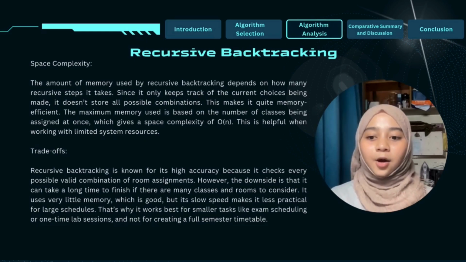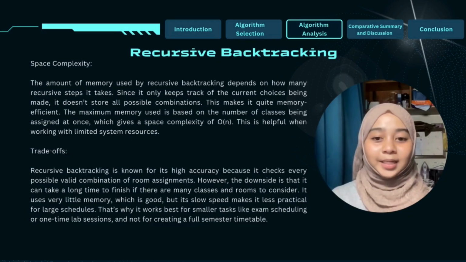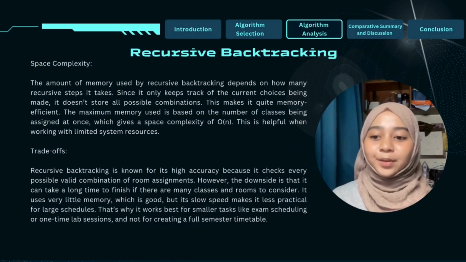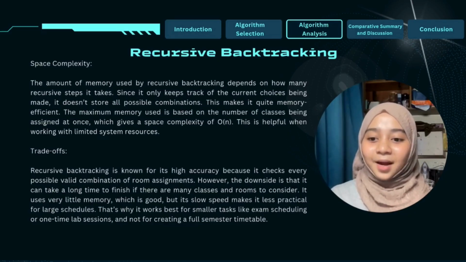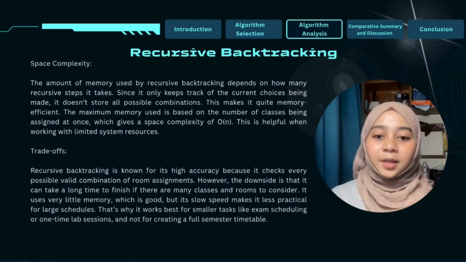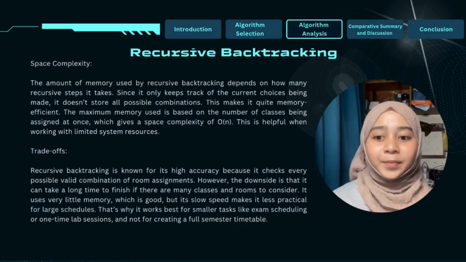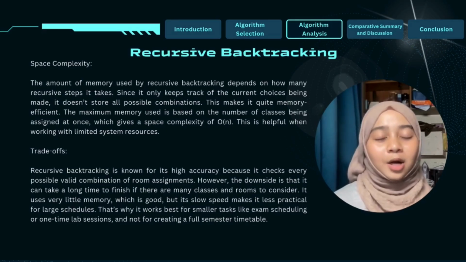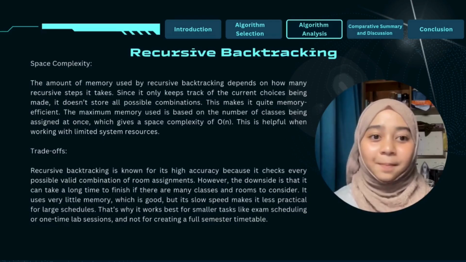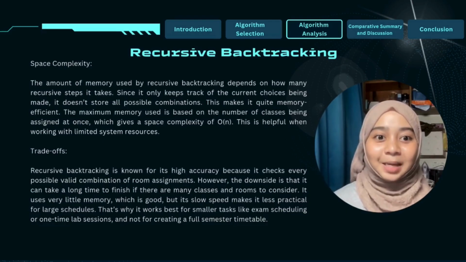Finally, the trade-off. Recursive backtracking is very accurate since it checks all possible room assignments, but it can be slow if there are many classes and rooms. Because of this, it is best for smaller tasks like scheduling exams or special lab sessions, but not for semester timetables.